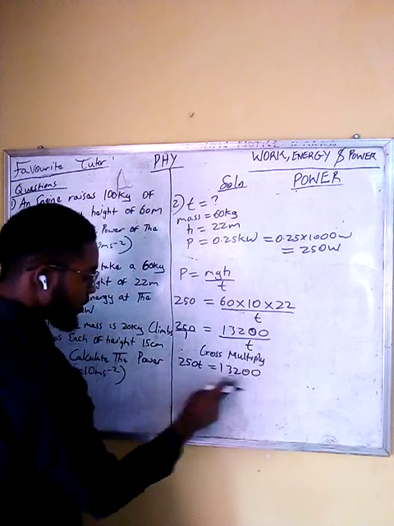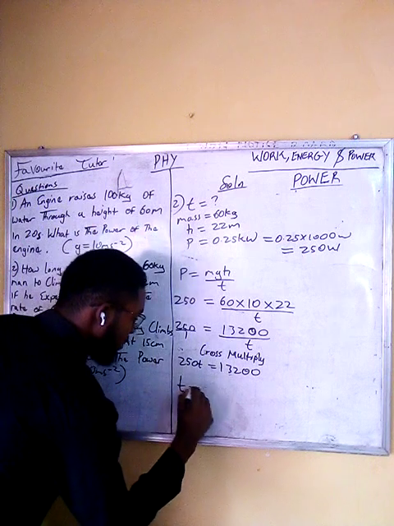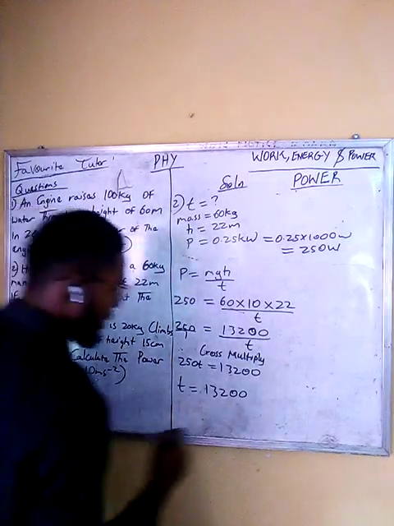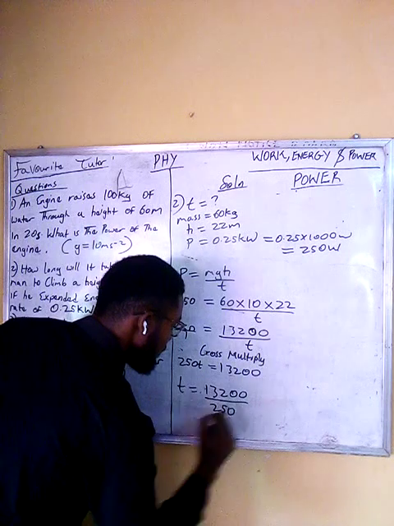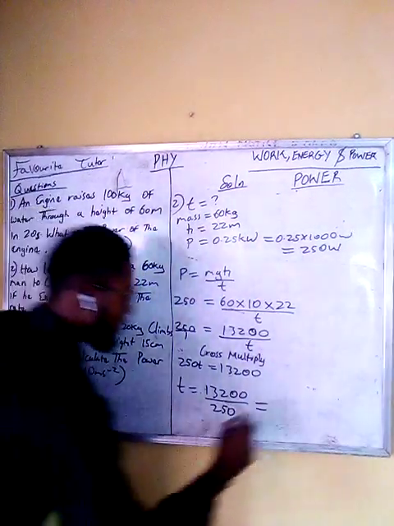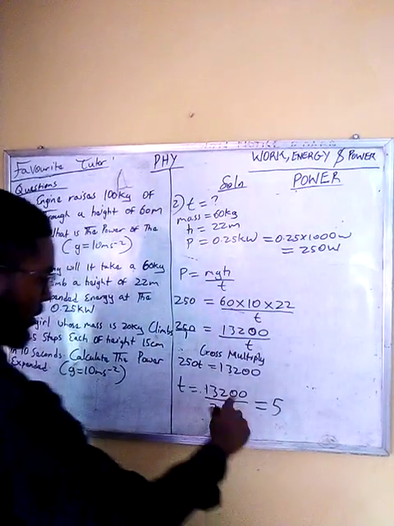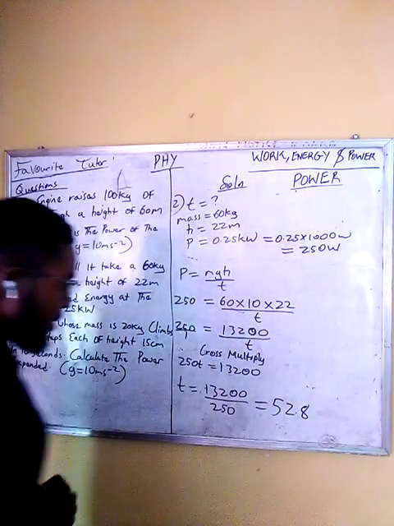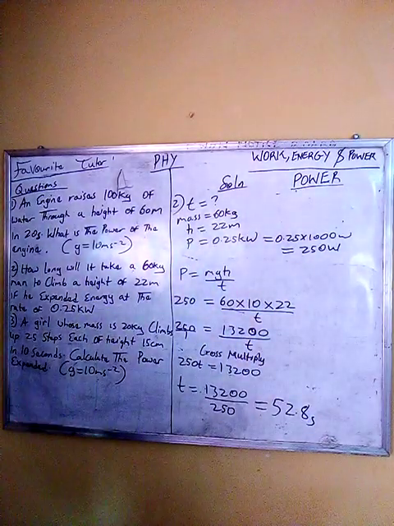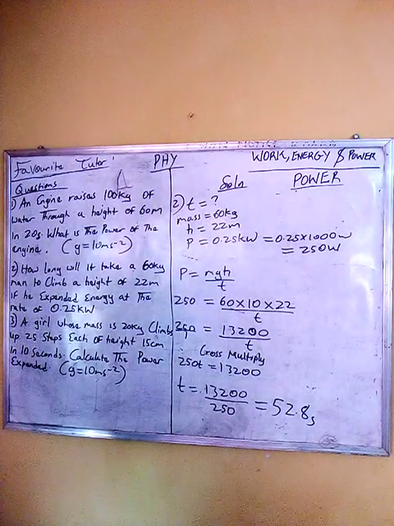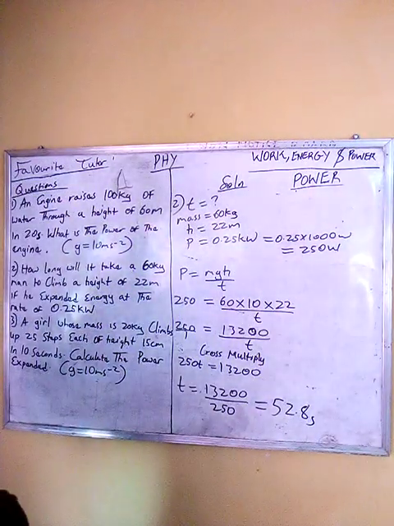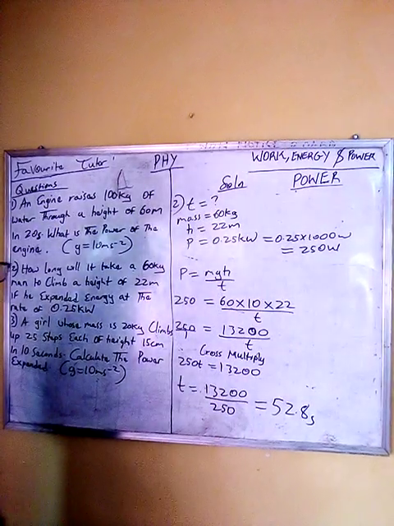We'll now divide both sides by 250. So therefore t is equal to 13,200 divided by 250. When we divide this, we'll get 52.8 in seconds. All right, this is the time rate at which the energy is being expended. All right, put it down.